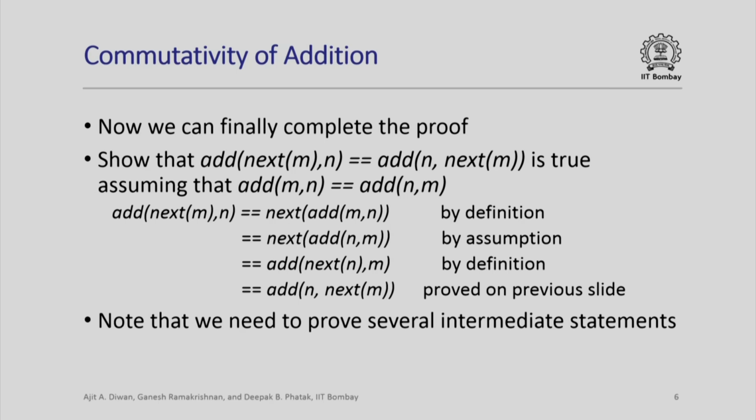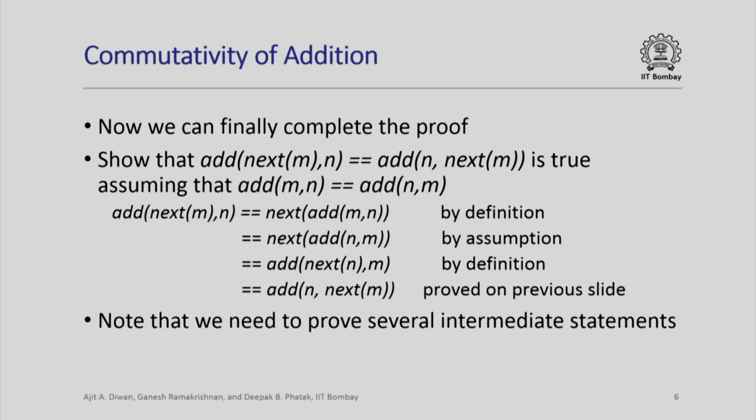So we assume that the property holds for m, so add of m comma n is equal to add of n comma m, and this again by definition of addition is equal to next of add of n comma m, which is add of next of n comma m. Now using the property that we proved in the previous slide, this simplifies to add of n comma next of m. So finally we get that add of next m comma n becomes equal to add of n comma next of m. So we can change the order of the variables and get the same result.